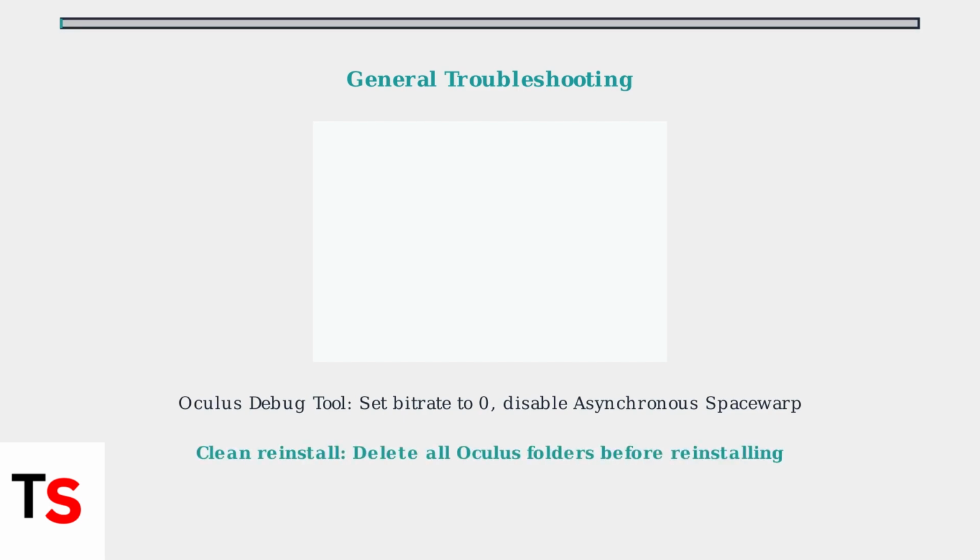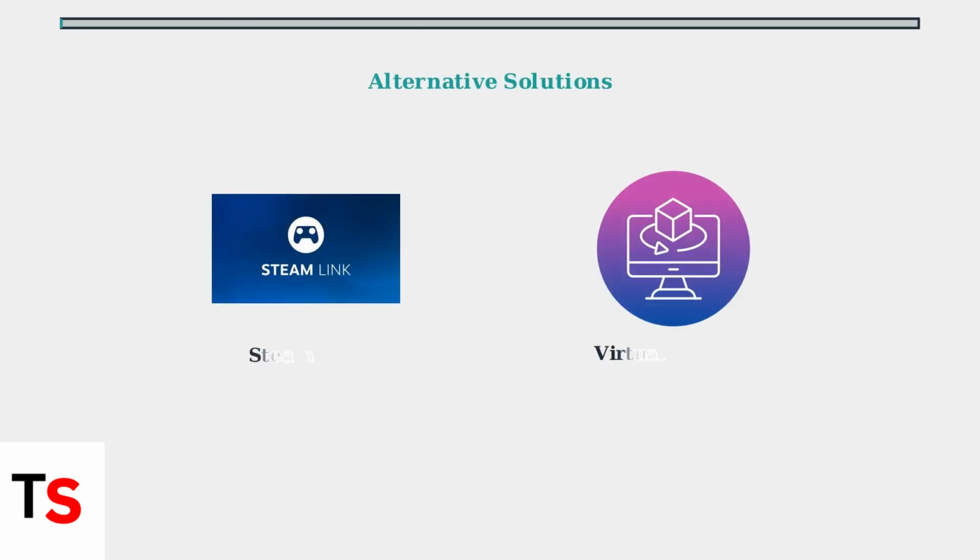As a last resort, perform a clean reinstall of the Meta software, making sure to delete all Oculus folders from various system locations. If problems persist, consider alternative solutions like Steam Link or Virtual Desktop, which often provide more stable connections than Meta's native Link software.